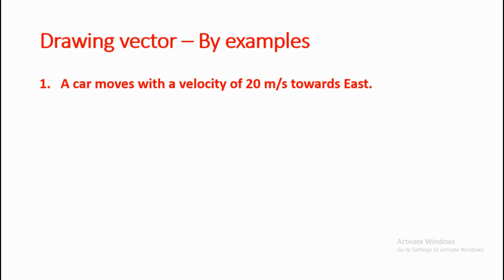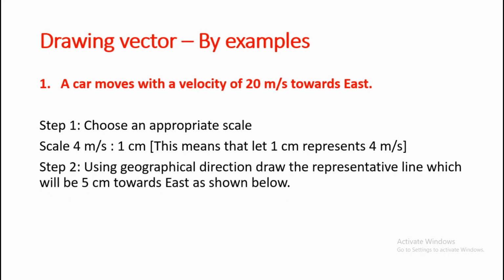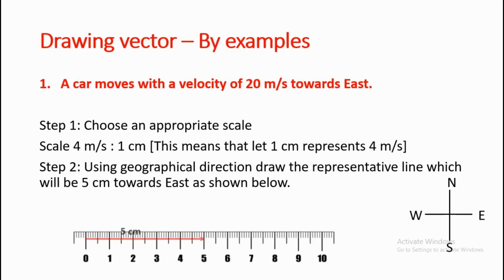So what we do, first we choose a scale according to our own choice. For example, we say that 4 meters per second is 1 centimeter. Now this 1 centimeter will represent 4 meters per second. Using geographical direction, we draw the representative line, which will be 5 centimeters towards east, and then we draw the vector with its magnitude and direction according to the scale chosen. So our vector is 5 centimeters towards east. That is the representative line of 20 meters per second.